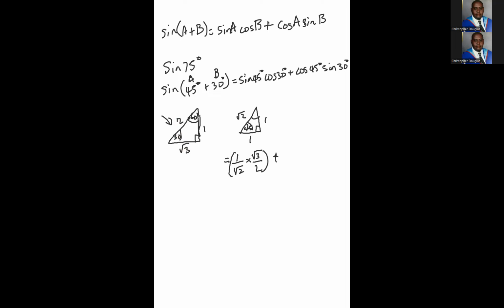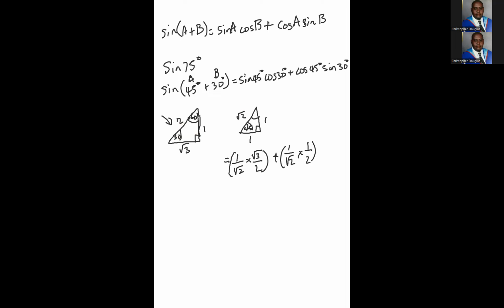And I'm adding cos 45. My pointer says cos 45 is adjacent over hypotenuse. So therefore, it will be 1 over root 2 multiplied by sine 30. I go to my pointer again: here's 30, sine is opposite over hypotenuse. So therefore, it will be 1 over 2.